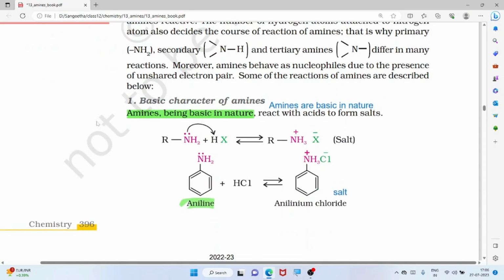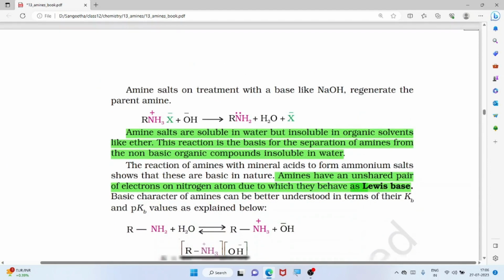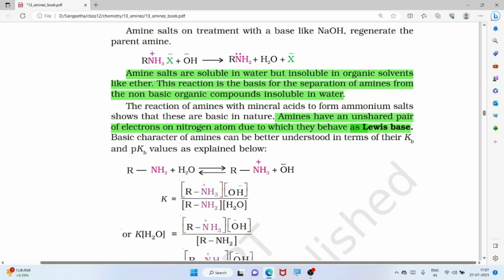The basic character of the amines depends upon the inductive effect, steric hindrance, and the solvation effect. Amines are basic in nature and react with acid to form salts. Aniline, the base, reacts with acid and forms a salt. Amine salts are soluble in water but insoluble in organic solvents like ether. This reaction is the basis of the separation of amines from non-basic organic compounds insoluble in water.